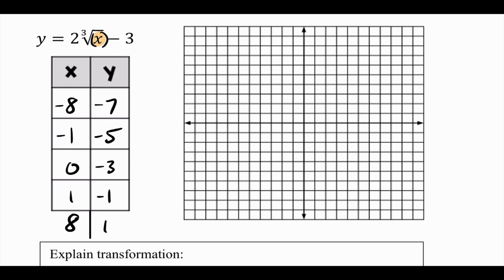So -8, -7. Left 8, down 7. -1, -5. Down 1, down 5. 0, -3. 1, -1. 8, 1. Okay, there's that picture.